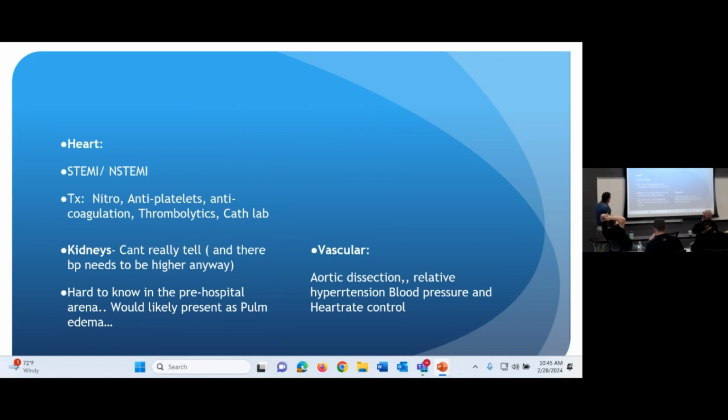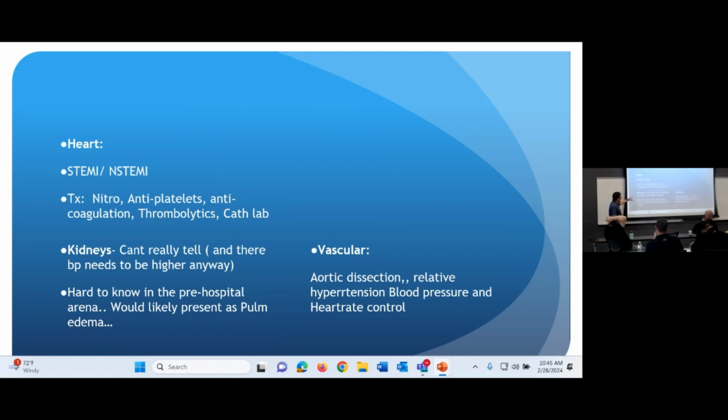So when you think about end organ damage and hypertension in the heart, we're looking for STEMIs. You can't look for the non-STEMIs, the ones that don't have EKG changes, without labs, but STEMIs, right? We treat with nitro, aspirin. In the hospital, we treat with anticoagulation or thrombolytics. We've got the cath lab.